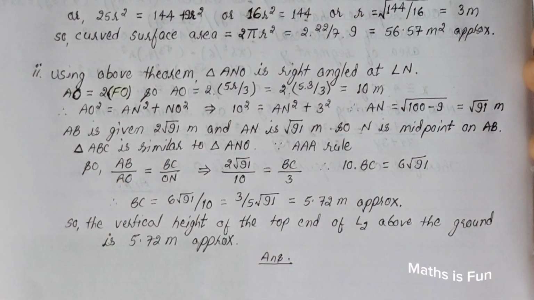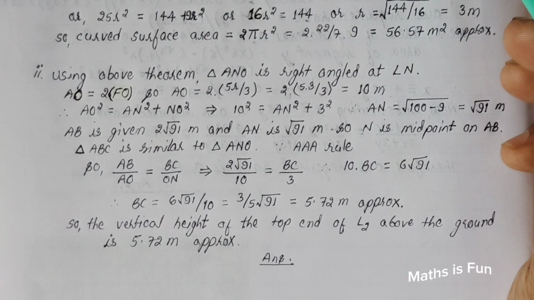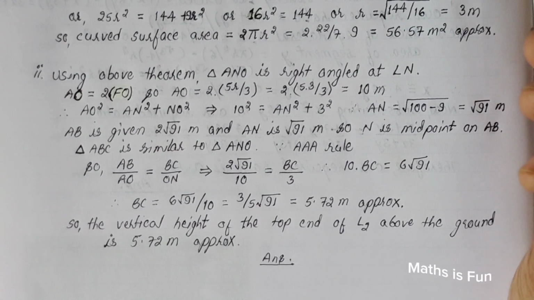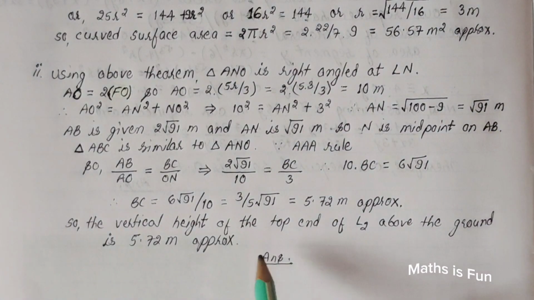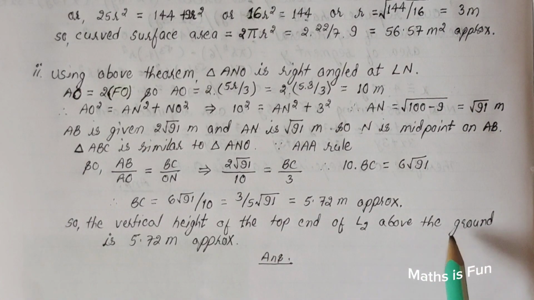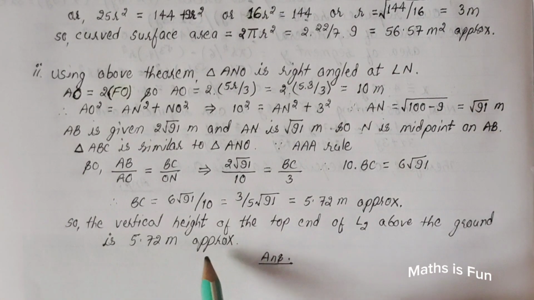So BC is 5.72 meters approx, and BC is the height, and the question was to find out the height. So the vertical height of the top end of L2 above the ground is 5.72 meters approx, and that is our answer.